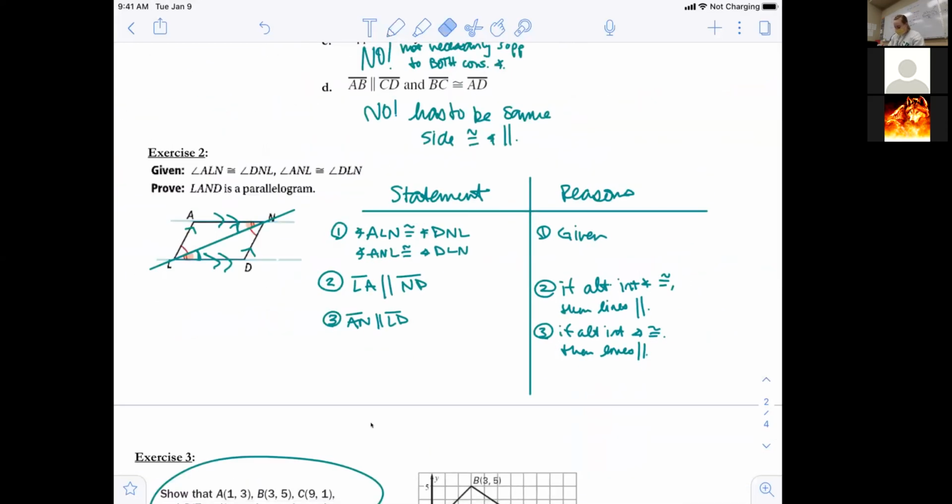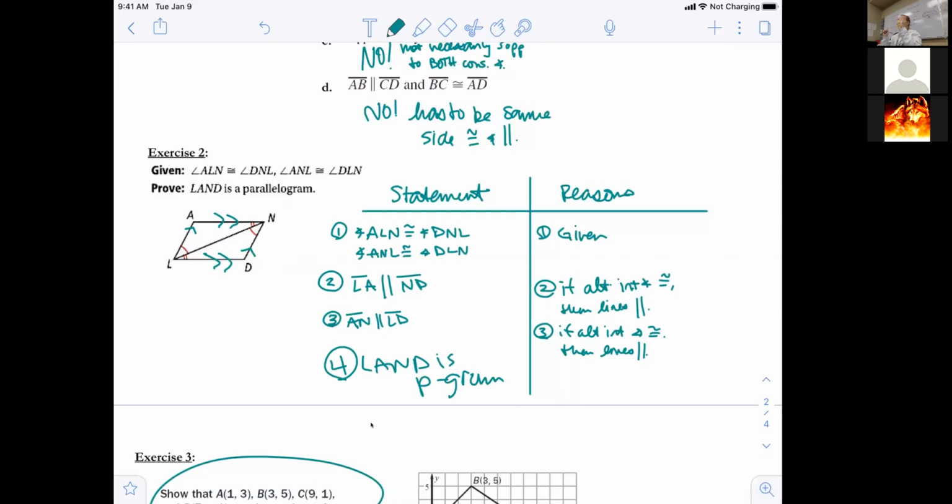And then now, why did I want to get these lines parallel? To prove that LAND is a parallelogram. And I'm done now, right? I've got my two pairs of parallel lines. I can say ALND is a parallelogram, but which of the 6 theorems on the front is the reason I get to prove this? I want to see on your fingers: 1, 2, 3, 4, 5, 6. Show me with your fingers.